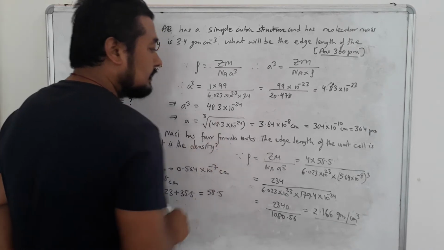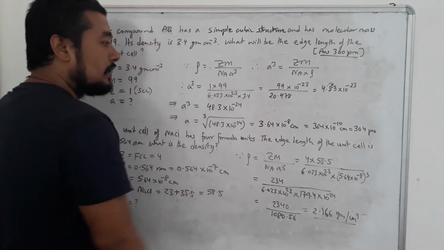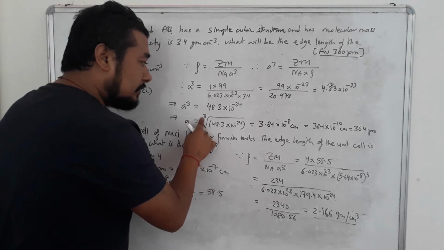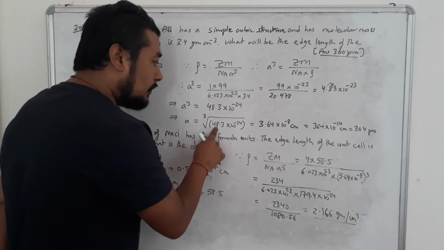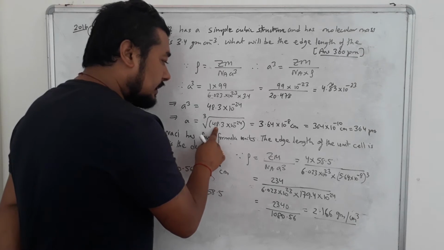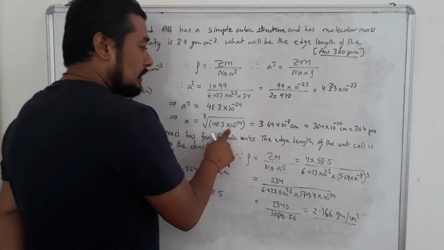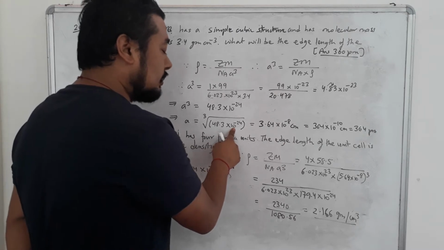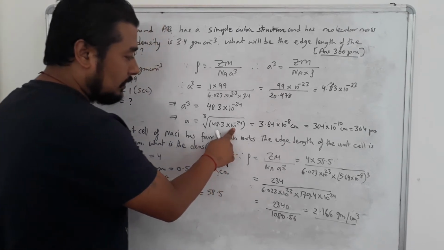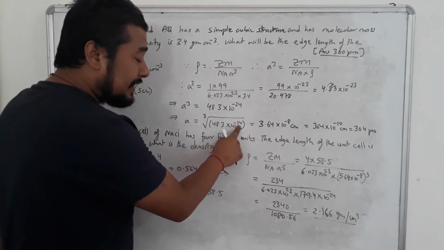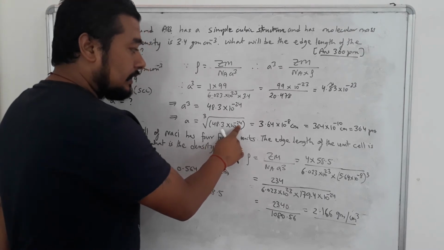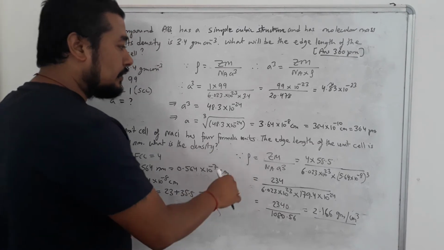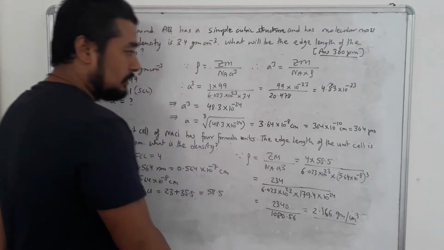It becomes the cube root of this whole thing. Now, how to do it with the help of a calculator? Type cube root in your calculator, then open bracket, 48.3 into, how to bring this 10? Press shift, then press log. When you press shift and log, 10 to the power will come, then you type minus 24, bracket close. Then press equal to, and you get this value.